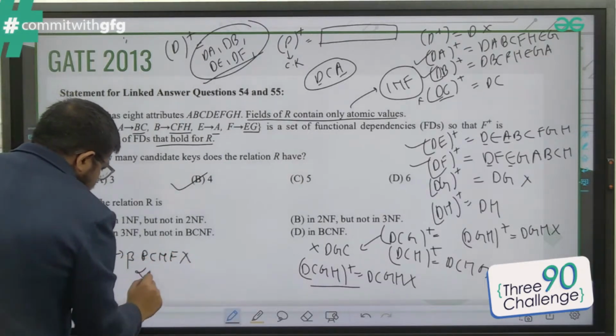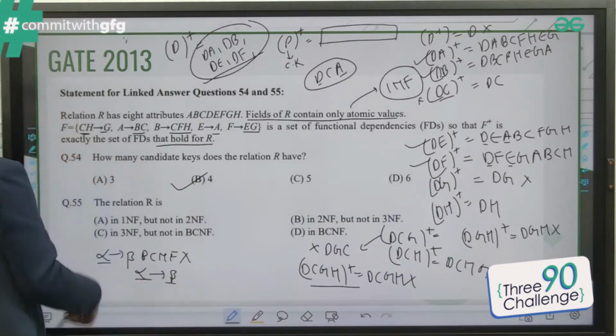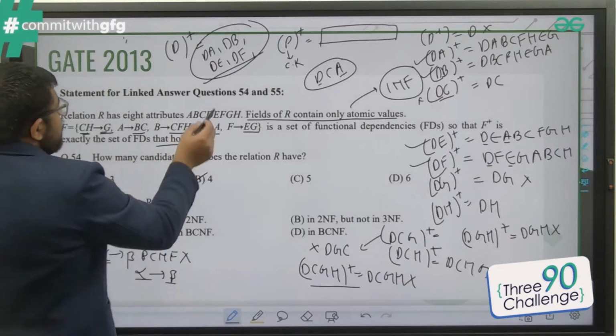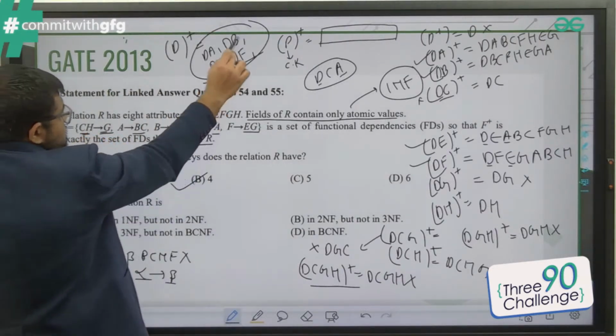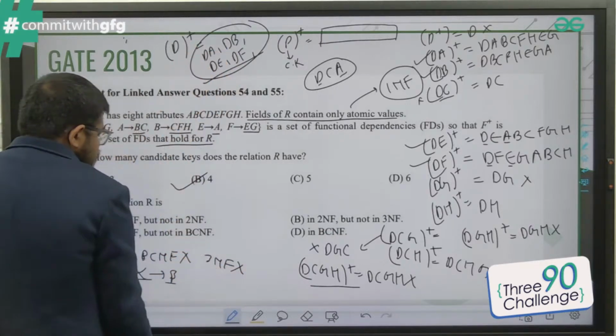Now 3NF: alpha gives me beta, alpha must be a super key or beta must be a prime attribute. Is alpha a super key? No. Is beta a prime attribute? No. Because prime attributes are the attributes which are a part of any candidate key. G is not a part of any candidate key. So it is not in 3NF also.